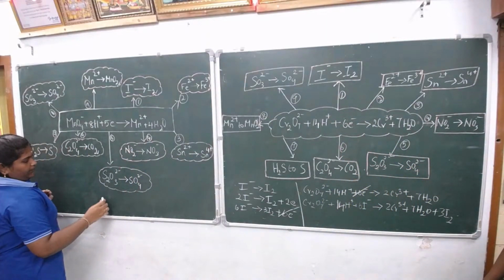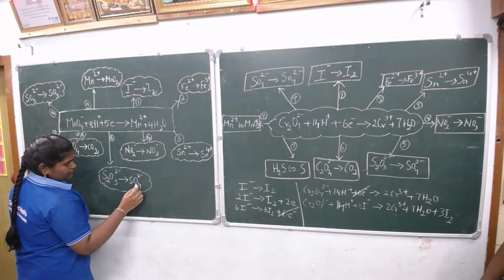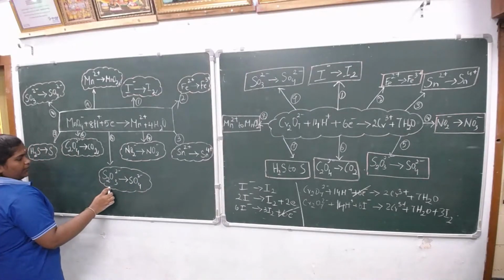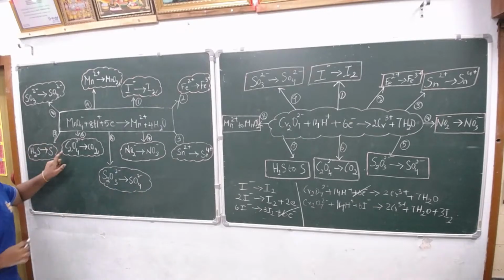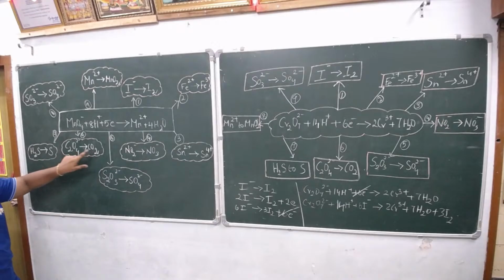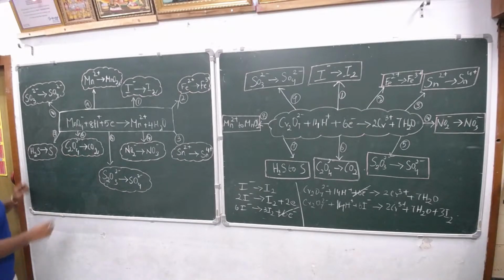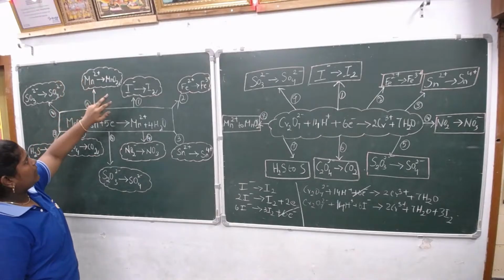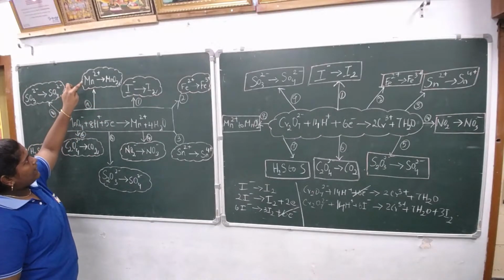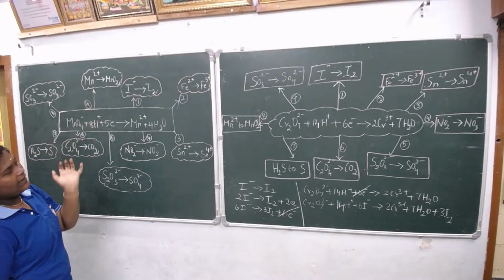Then S2O3 2 minus to SO4 2 minus, thiosulfate to sulfate. C2O4 2 minus to CO2, oxalate to carbon dioxide. H2S to S, sulfide to sulfur. SO3 2 minus to SO4 2 minus, sulfite to sulfate. Mn2 plus to form MnO2, manganese salt to manganese oxide.